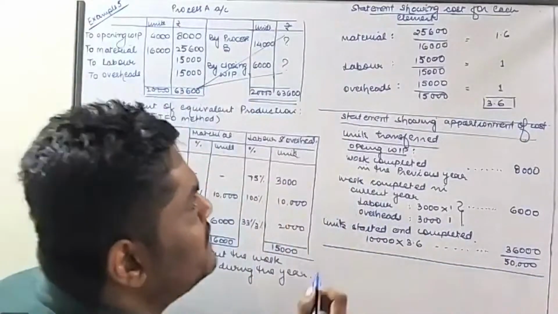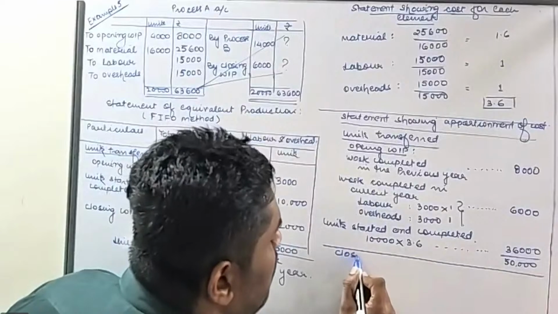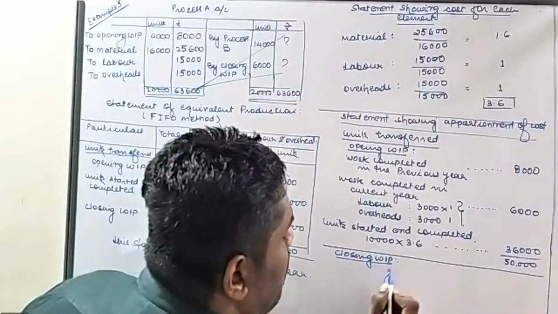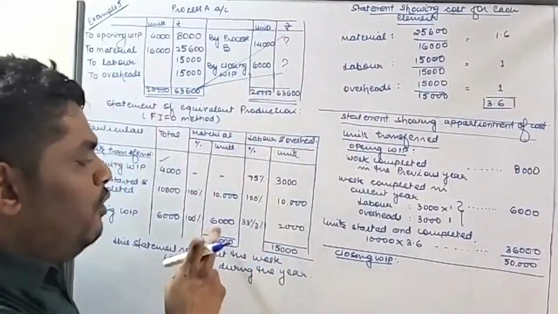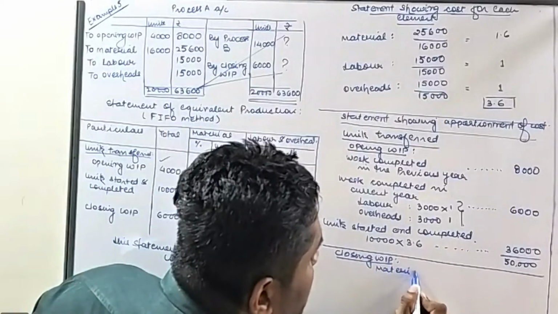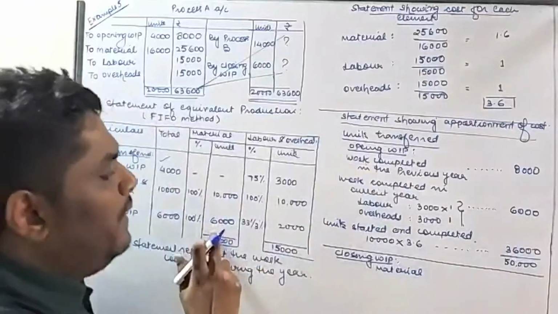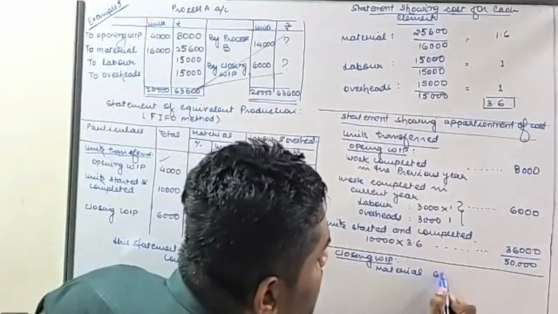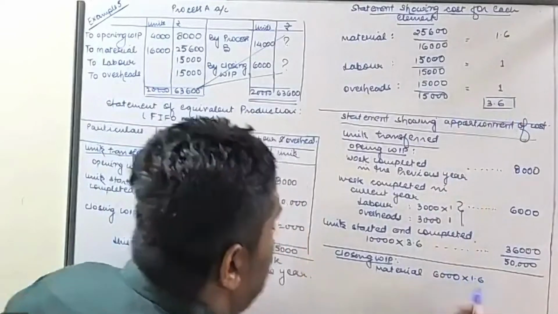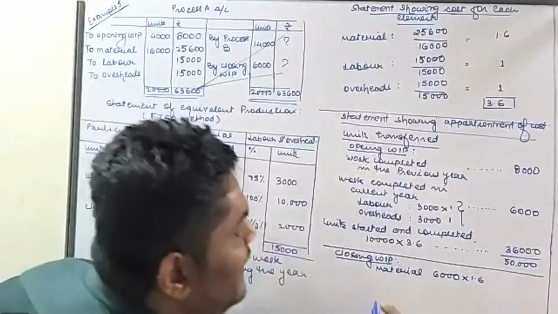Now let's value closing work in progress. When talking about the work that is completed during the year in respect of material, the equivalent number of units are 6,000 into 1.6. For labor and overheads, it's only 2,000.